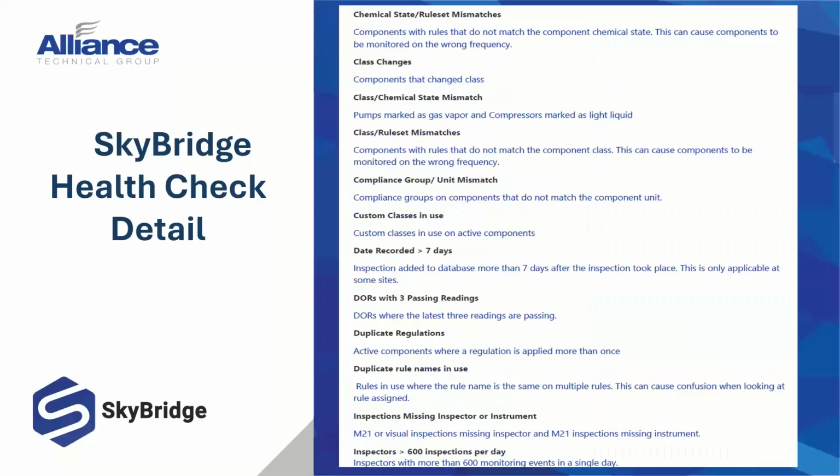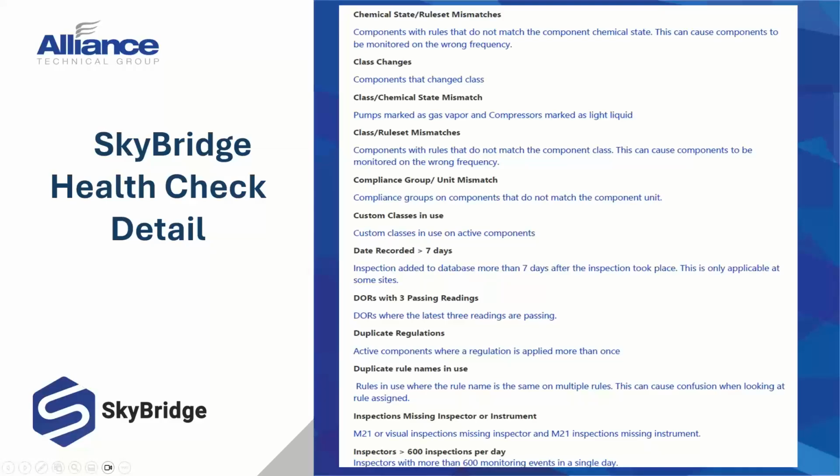But this is SkyCheck, and these are some of the details of each one that it brings out. I can make sure you guys get a copy of this too. Just like chemical state, rule set mismatch, class changes, components that have changed, it gives you a list of those. Chemical state mismatch, like you might have a gas vapor on the component, and this one here is pumps marked as gas vapor, and normally that's compressors that are gas vapor. When that happens, that would display to you the abnormality, and then you can go and fix it as need be.